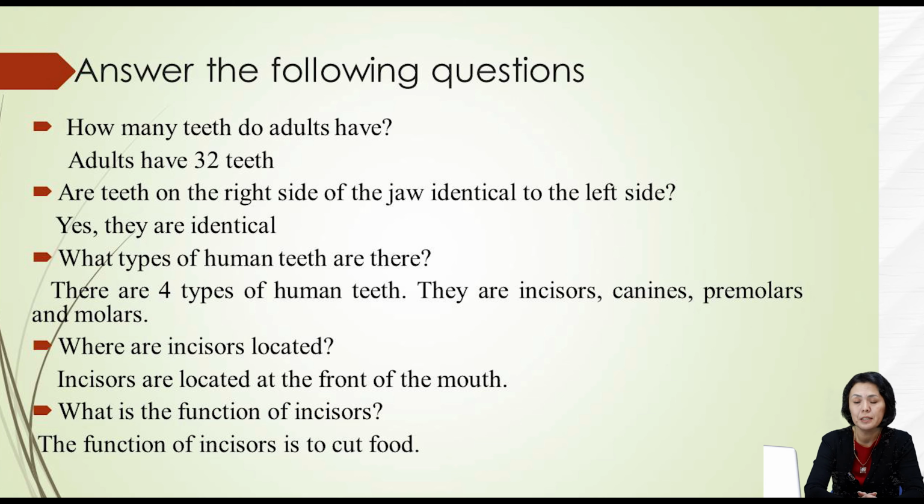What types of human teeth are there? You know that there are 4 types of human teeth. They are incisors, canines, premolars, and molars. Where are incisors located? Incisors are located at the front of the mouth. What is the function of incisors? The function of incisors is to cut food.